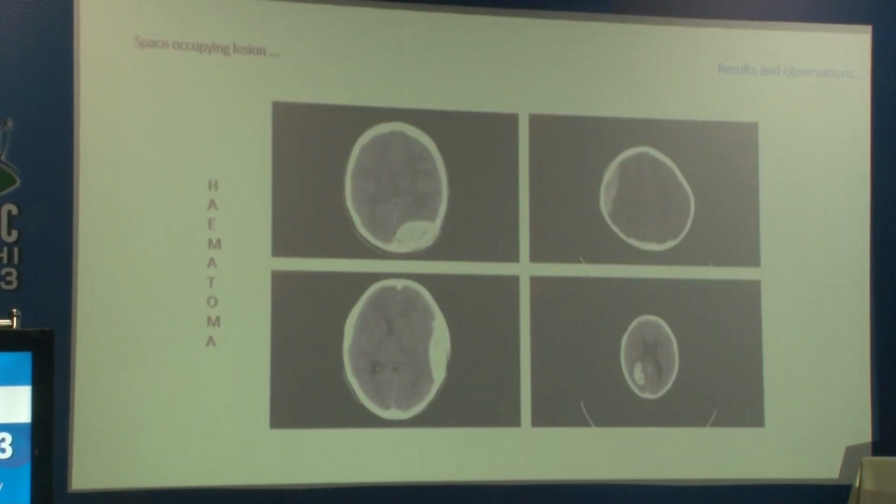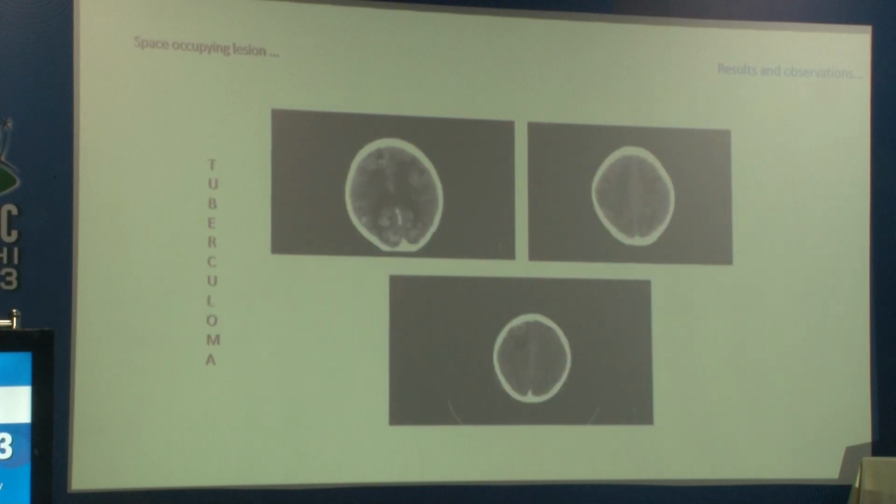Now I want to show some CT pictures showing space-occupying lesions, starting from extradural, subdural, subarachnoid, and intracerebral. Then here, tuberculoma in the upper 2 CT pictures, multiple tuberculomas in the lower one, single tuberculoma surrounded by perilesional edema.